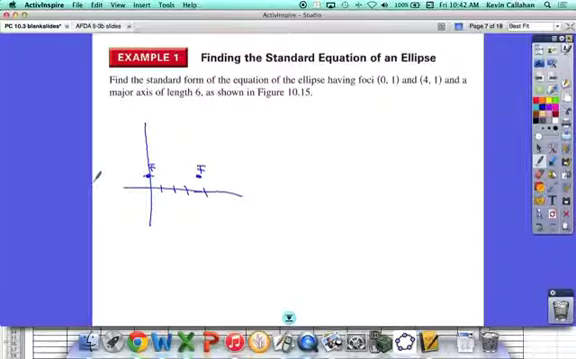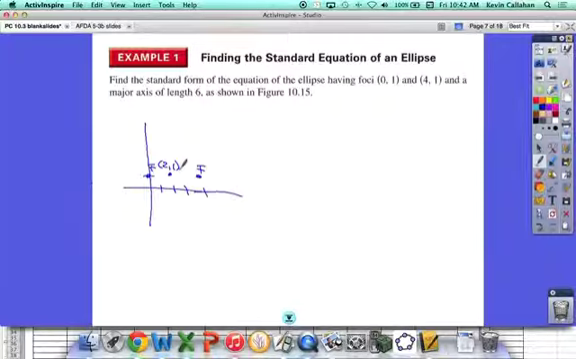Where's the center? They're exactly in between the foci, right? So what would be the coordinates of the center? 2, 1, right? Right there would be H, K. 2, 1, which is H, K.